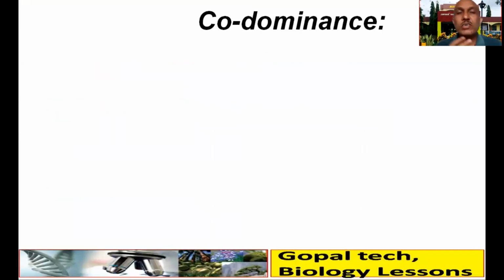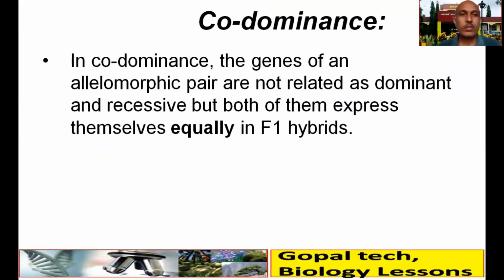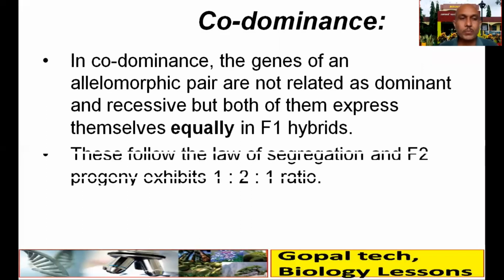Now come to the second, that is codominance. What is codominance? In codominance, the genes of an allelomorphic pair are not related as a dominant and recessive, but both of them express themselves equally yet together in F1 hybrid. No one is dominant, but together they will come and express themselves equally, and that is codominance. These follow the law of segregation. Law of segregation is universal.